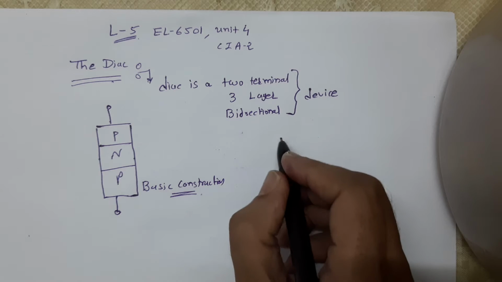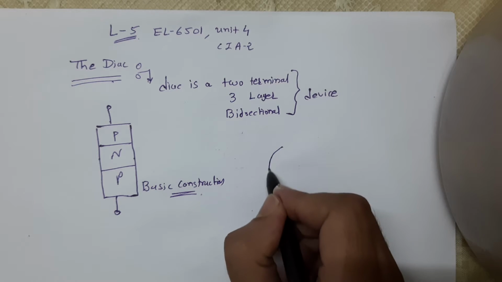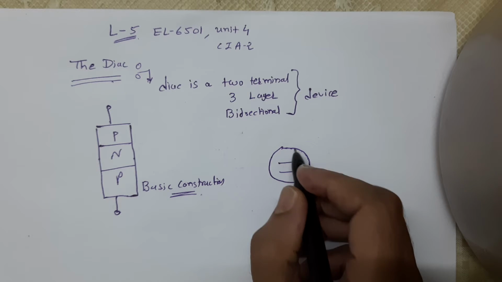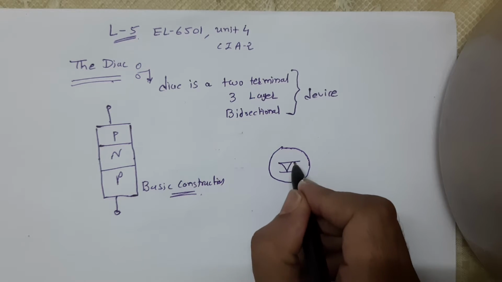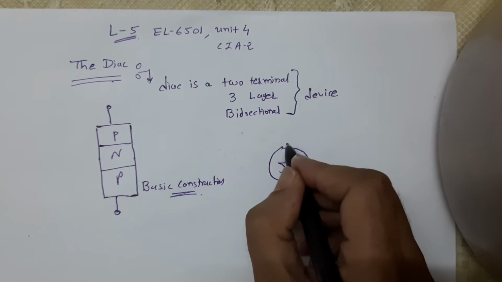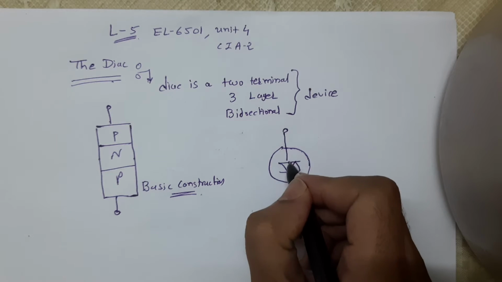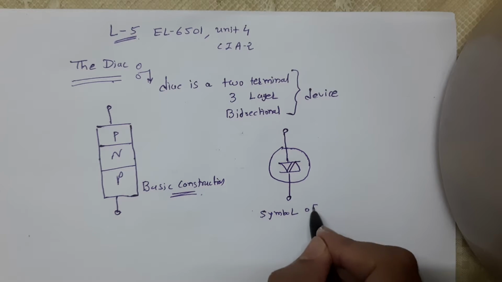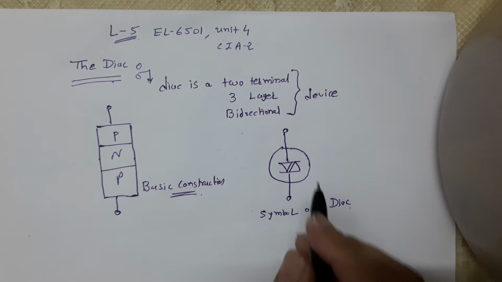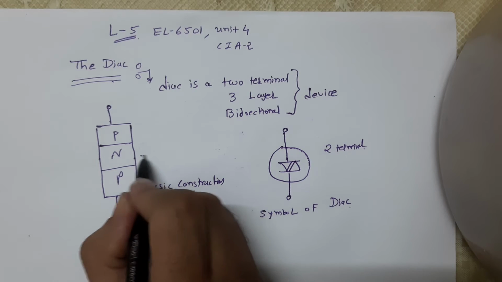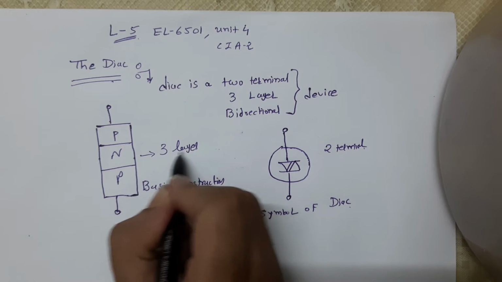The symbol of the diac. In a triac there are three terminals, in a diac there are two terminals. This is the symbol of the diac. Only two terminals. This is our three layer.